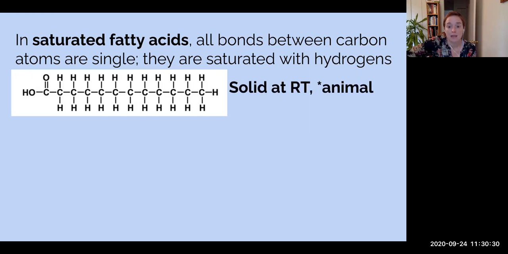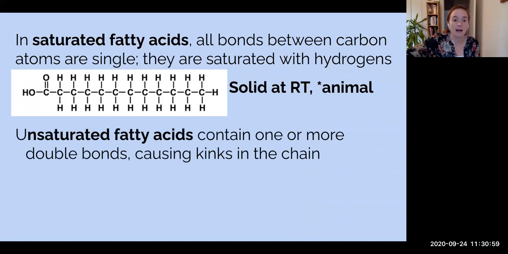Now, this will tend to be solid at room temperature because of its straight structure. The fatty acids are all really straight because they're saturated with hydrogens, and they're all single bonds. And so these tend to be the fats that would be solid at room temperature, like the white parts of meat or butter, like any kind of animal fat is usually solid at room temperature.